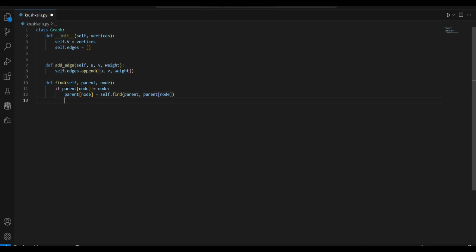It determines the root representative of the subset to which a node belongs. Why path compression? It optimizes the find operation by reducing the height of the trees, making future operations faster. So that is the reason we need to use find with path compression. Next, we need to write define union: self, parent, rank, u, v.